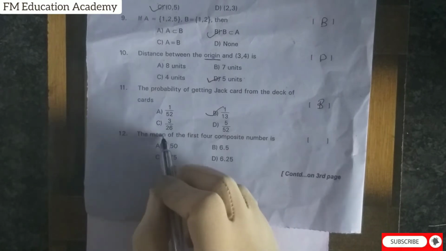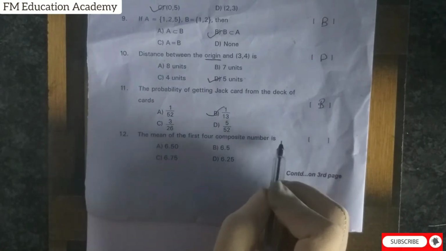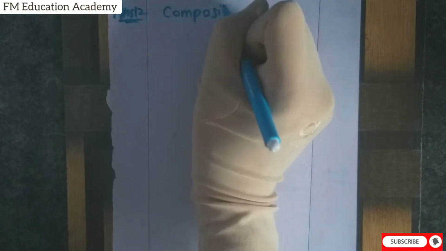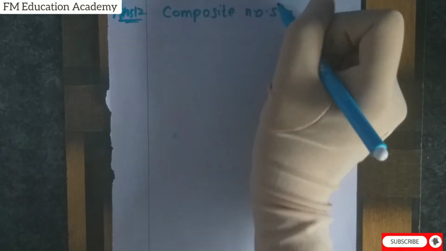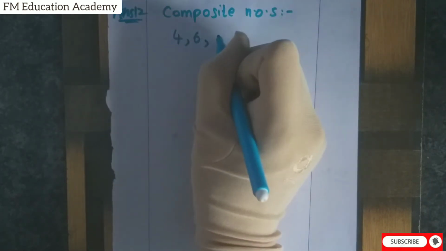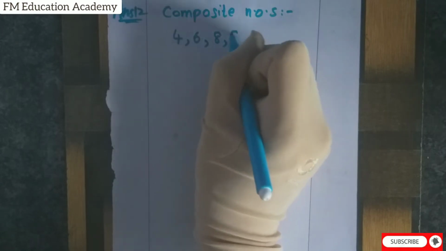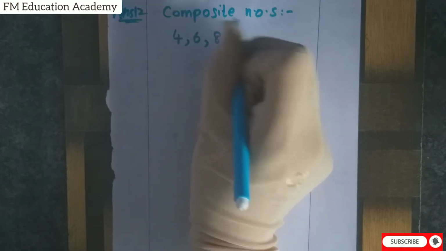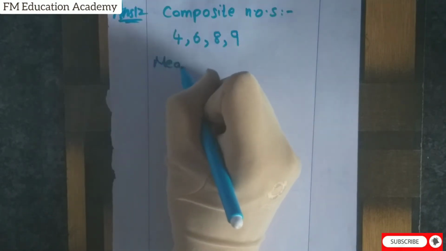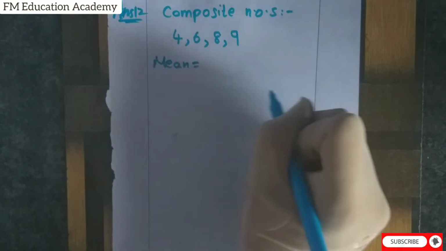12th question. The mean of the first 4 composite numbers is? Composite numbers are the numbers which have more than 2 factors. The smallest composite number is 4, next is 6, next is 8 and 9. So 4, 6, 8, 9 are our 4 composite numbers. We have to find the mean for them. The formula for mean is the sum of all observations by the number of observations.